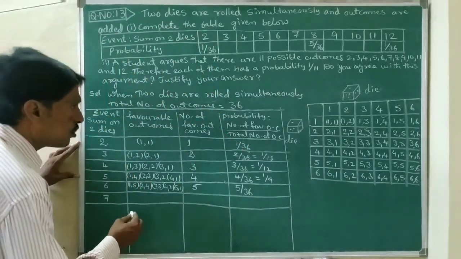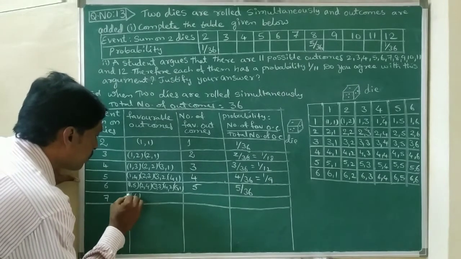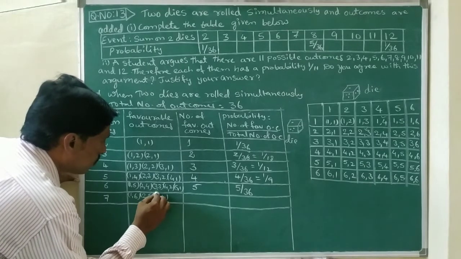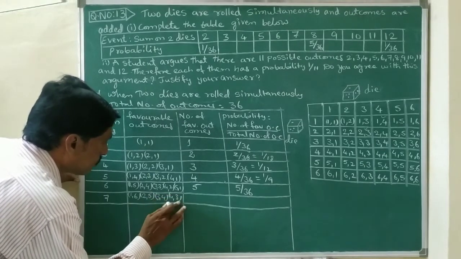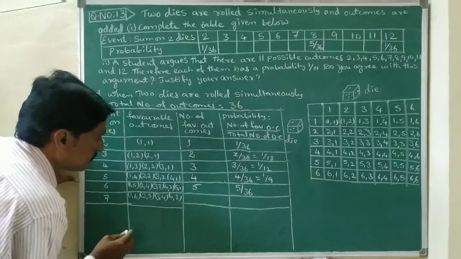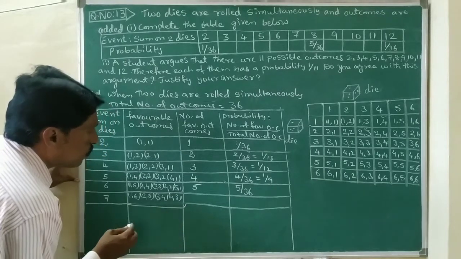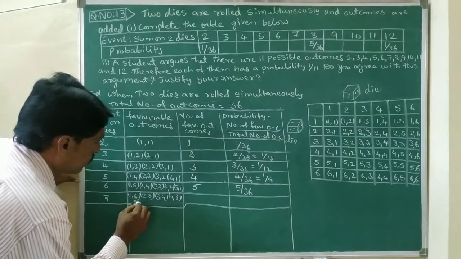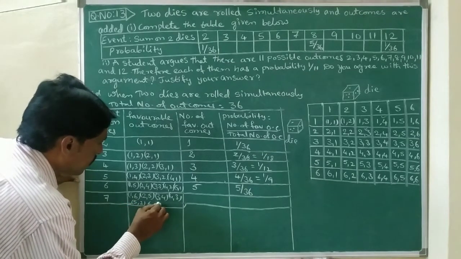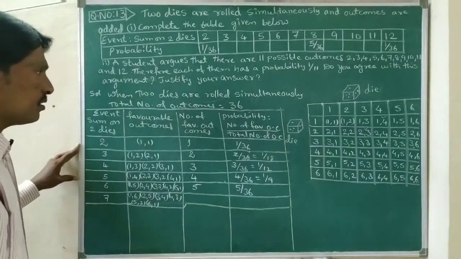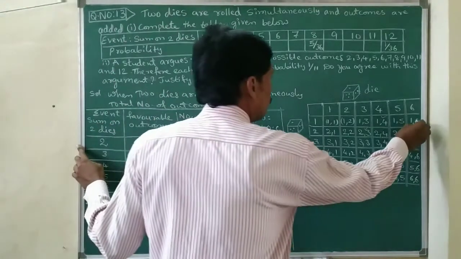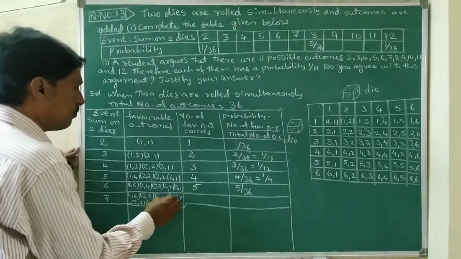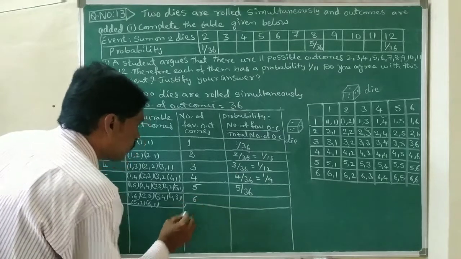Means the favorable outcomes are 1 comma 6, 2 comma 5, 3 comma 4, 4 comma 3, 5 comma 2, 6 comma 1. Total how many are we getting? So here 1, 2, 3, 4, 5, 6. 6 outcomes we are getting.